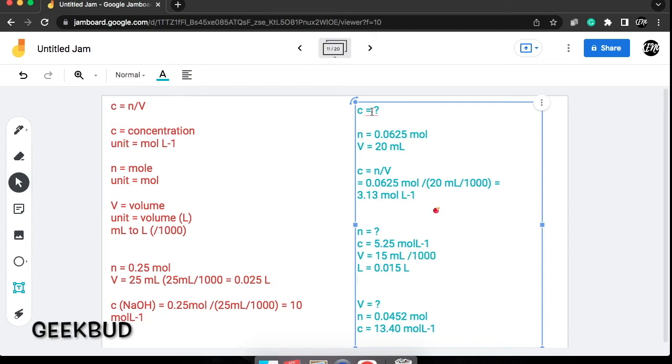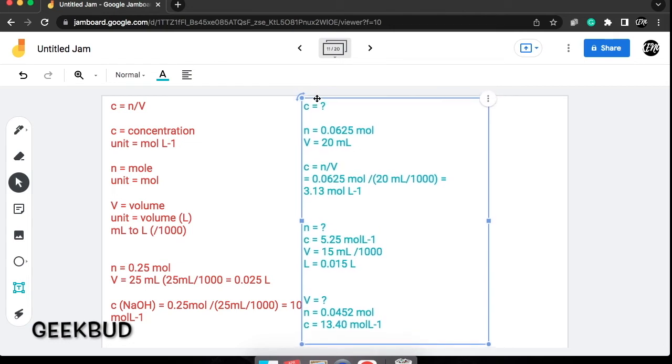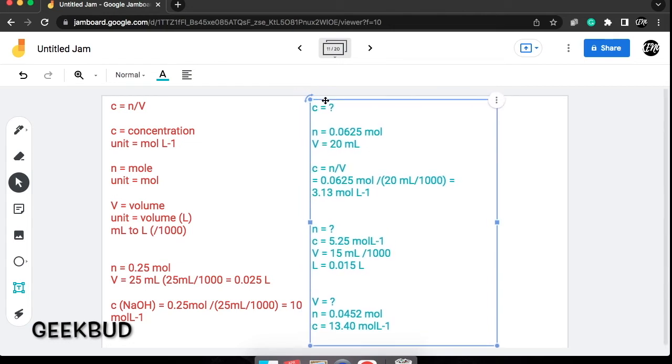So how do we do this? We use this equation, but we rearrange to find moles. And hopefully you can do this yourself. So pause the video and try to do this yourself. n equals... so n should equal, so moles should equal C multiplied by volume. So concentration multiplied by volume.